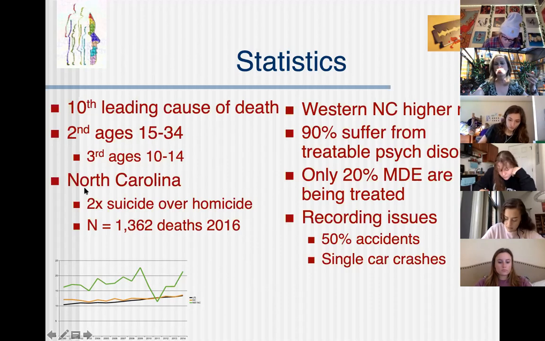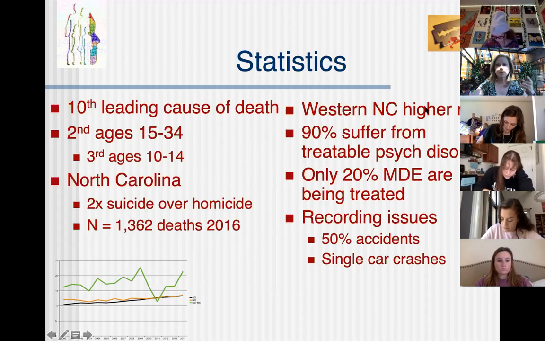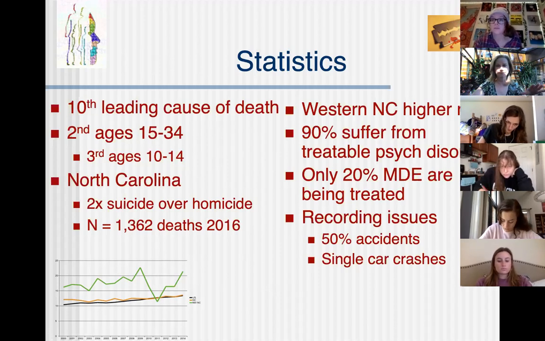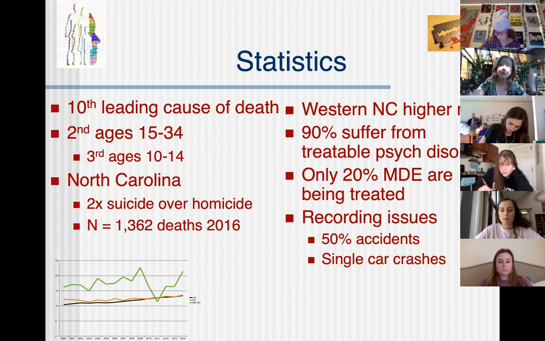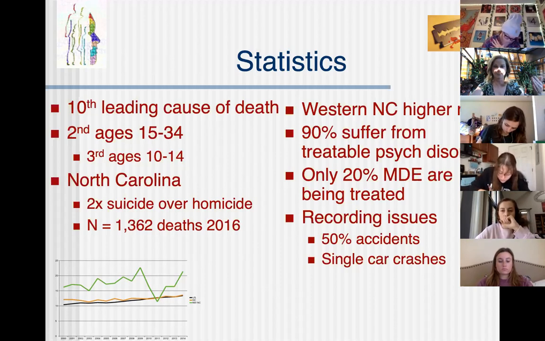In North Carolina, we have twice the deaths by suicide versus deaths by homicide or murder. And this was the raw number of deaths last recorded in 2016. But Western North Carolina, out in our region in Appalachia, has higher risk than other regions in North Carolina. We estimate that 90% of individuals who die of suicide were suffering from a psychological disorder, and unfortunately, usually that psychological disorder would have been treatable if that person had been engaging in treatment.